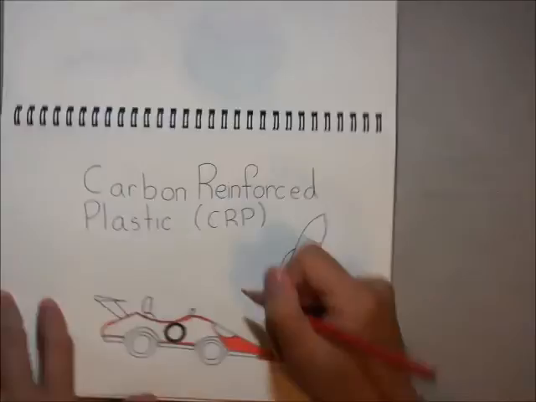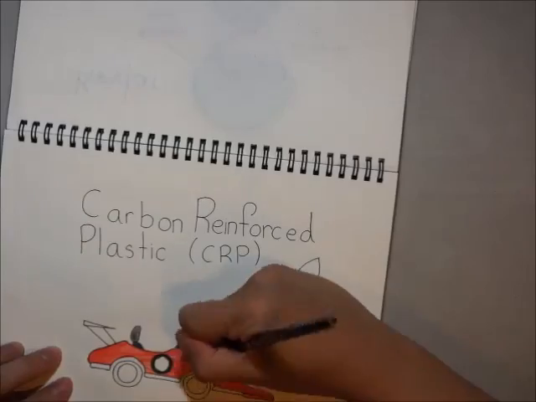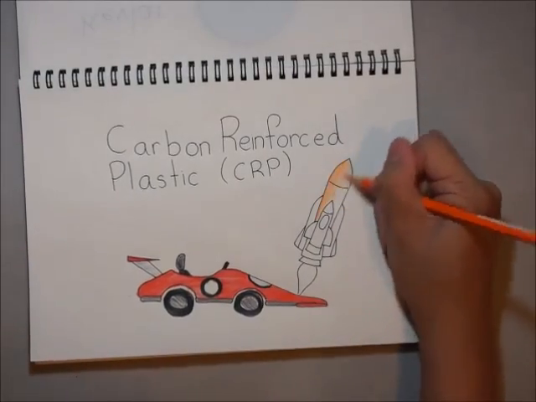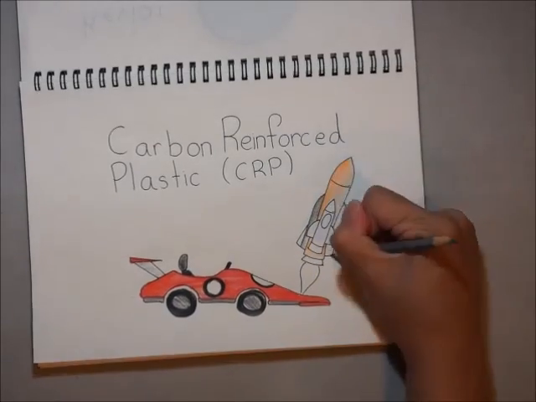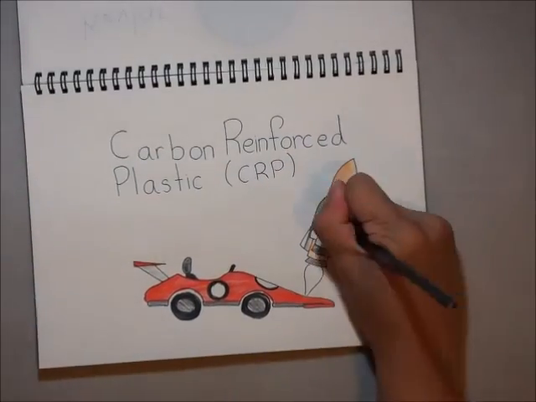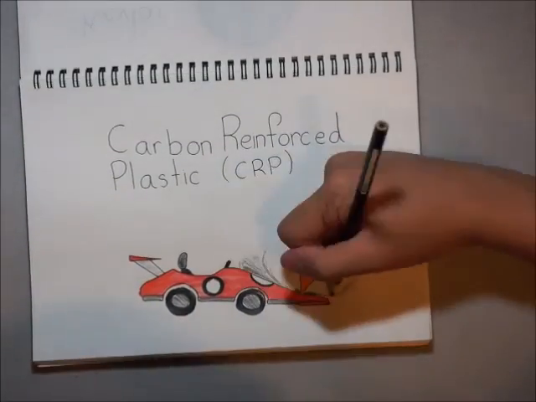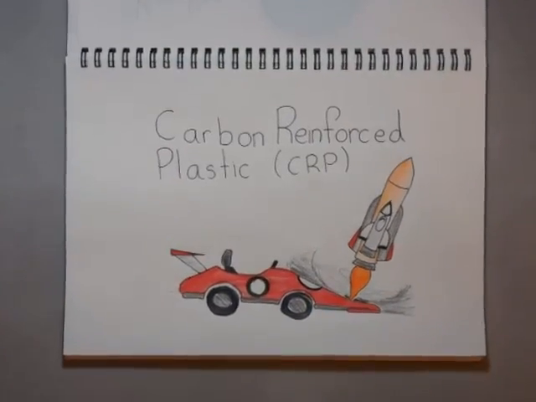Carbon reinforced plastics, or CRP, is a combination of carbon and plastic. It is extremely strong and lightweight. However, it can be very expensive to produce. It is currently being used for race cars and rockets, due to its lightweight and extremely strong properties.